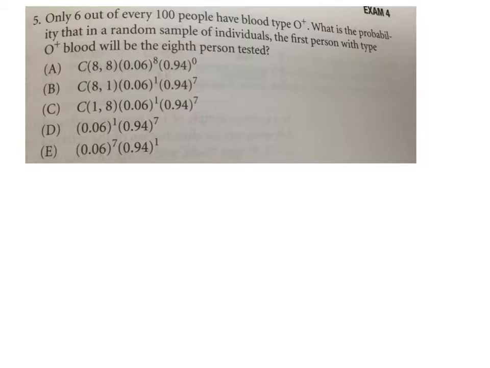So here's some multiple choice questions that I found. Only 6 out of every 100 people have blood type O positive, so the probability of O positive is 0.06. That's 6 out of 100. What's the probability that in a random sample of individuals, the first person with type O blood will be the 8th person tested? So the first person that we find with this success is the 8th person. That is geometric. Geometric with a probability of 0.06.